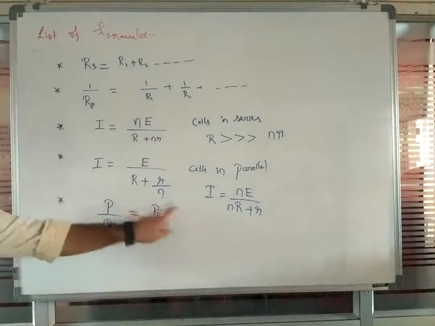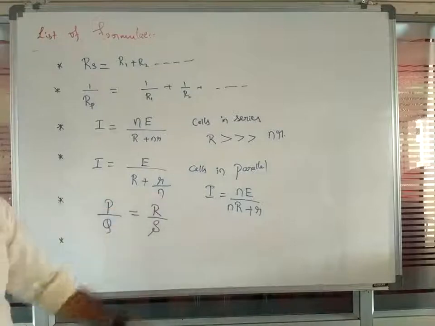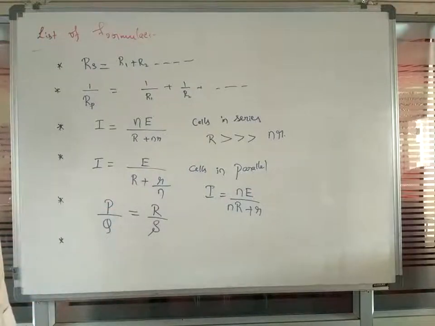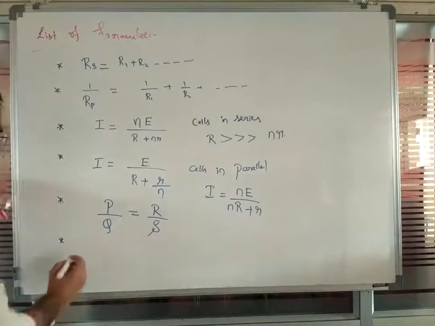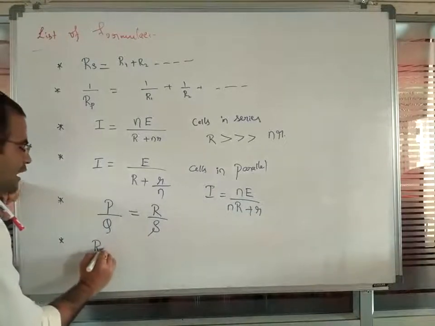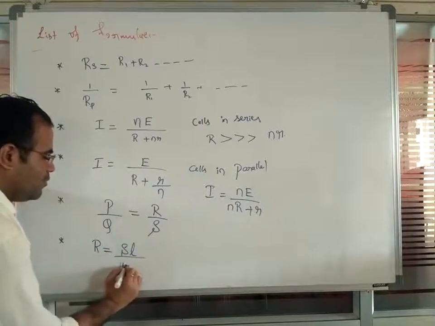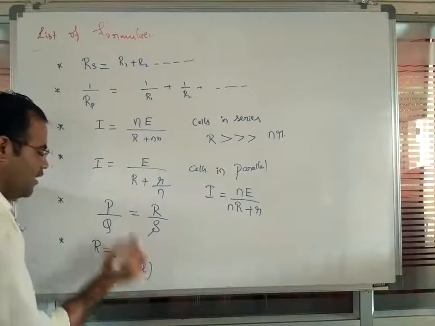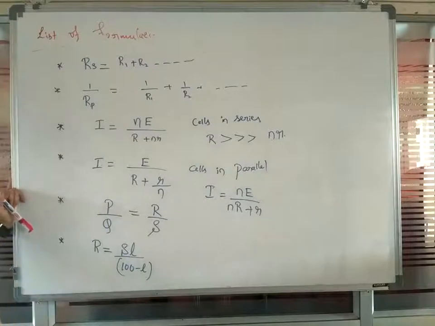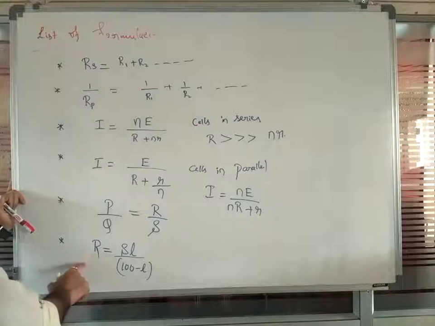Based on this balancing condition of the Wheatstone bridge, we observe a practical application as the meter bridge. When we observe the meter bridge, we can write R is equal to S into L divided by 100 minus L. Here R represents the unknown resistor.